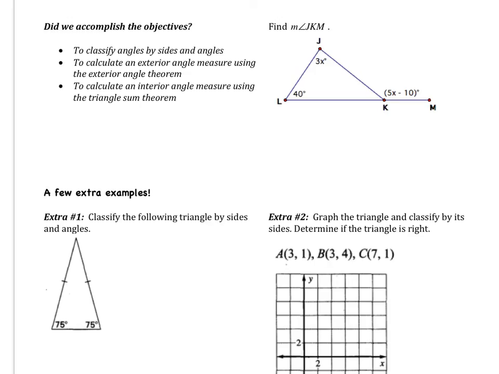Okay, we have reached the end of our time together. We learned about a few different things today. We classified triangles by sides and angles. Sides being scalene, equilateral, or isosceles. Angles were right, acute, obtuse, or equiangular. We calculated the exterior angle measure, which is the example that you're going to do. And then we found interior angle measures using the triangle sum theorem. So the fact that the interior angles sum to 180.